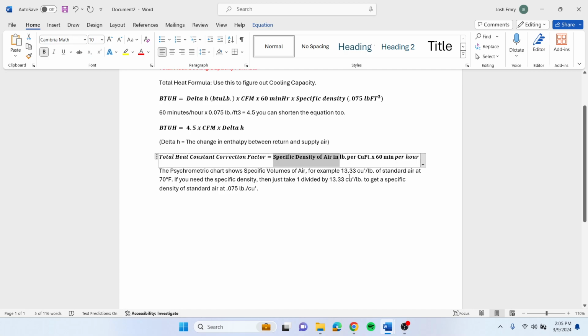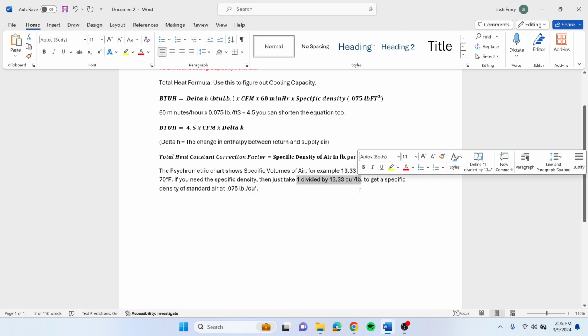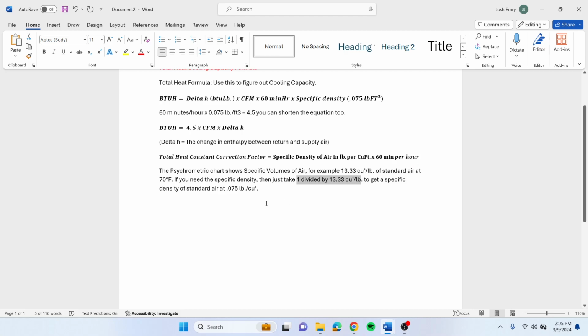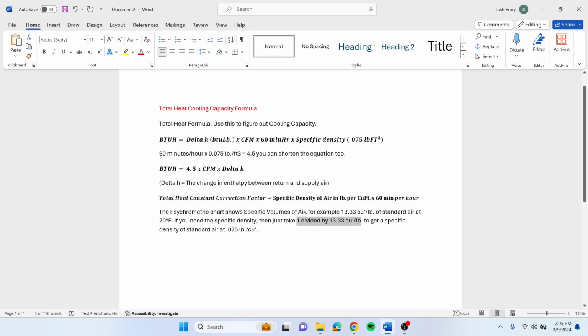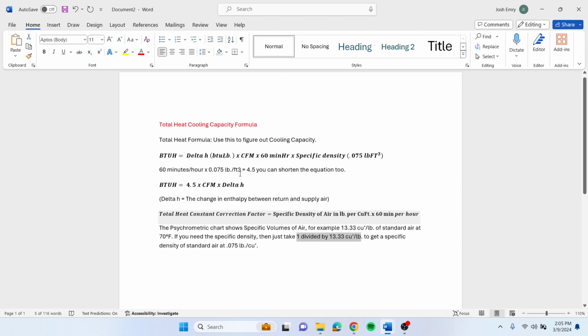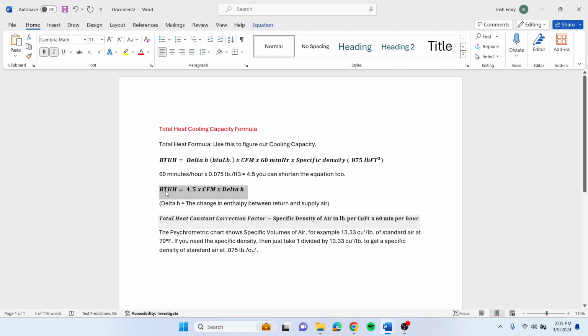In our example above, at 70 degrees Fahrenheit, our air is 13.3 cubic feet per pound. If you want to know the specific density, then you just take 1 divided by 13.33 cubic feet per pound to get a specific density of 0.075 pounds per cubic foot. So if you had to, you could change that if you needed to. Most likely you're just going to use this formula right here.